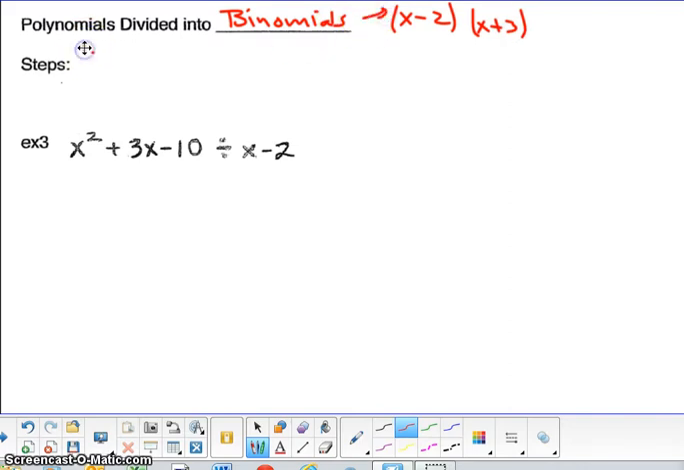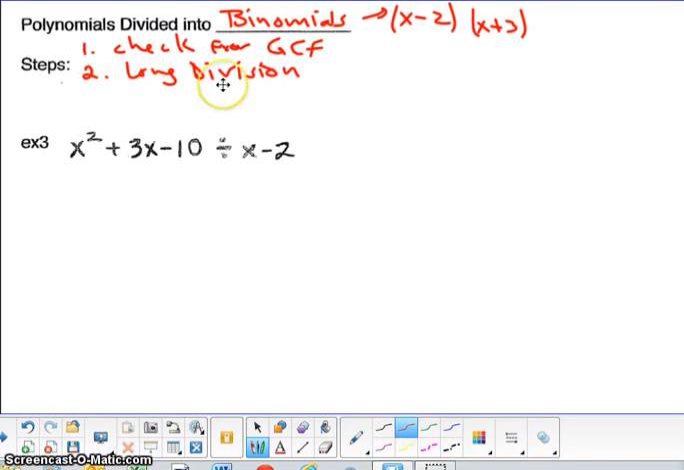The steps that you're going to have to take to get there is always check for factoring, and that is for GCF, and any type of factoring. And then you're going to divide by long division. So I'll show you how to do that. And then you're just going to do long division, and you're going to repeat a process. And I'll show you that very soon.